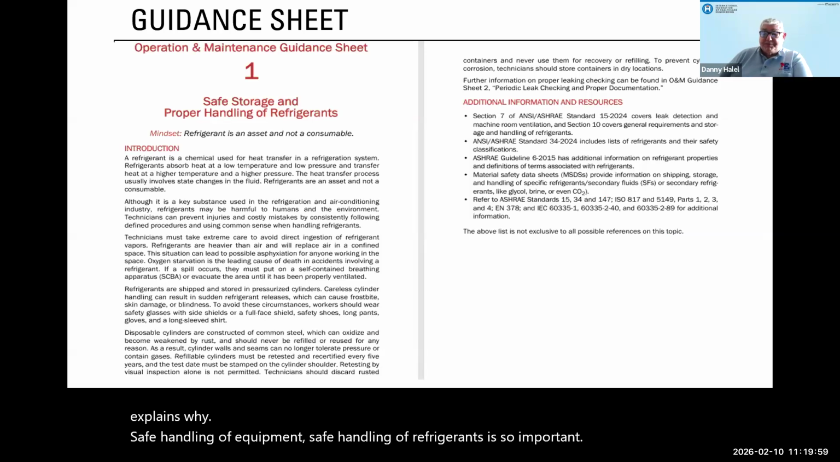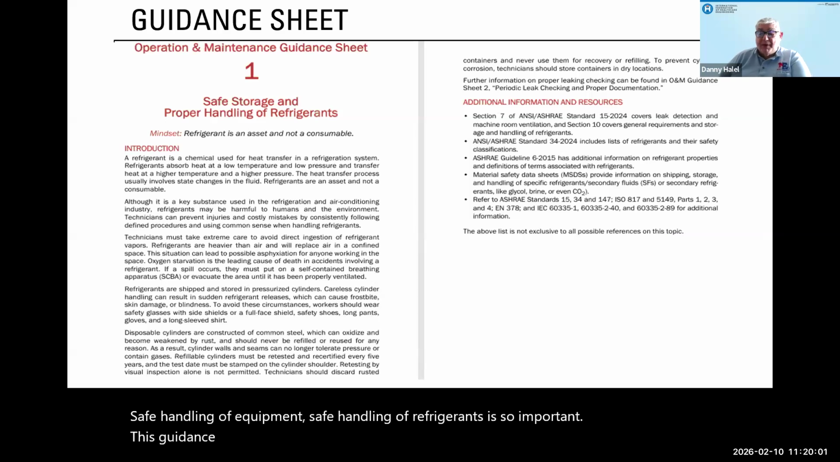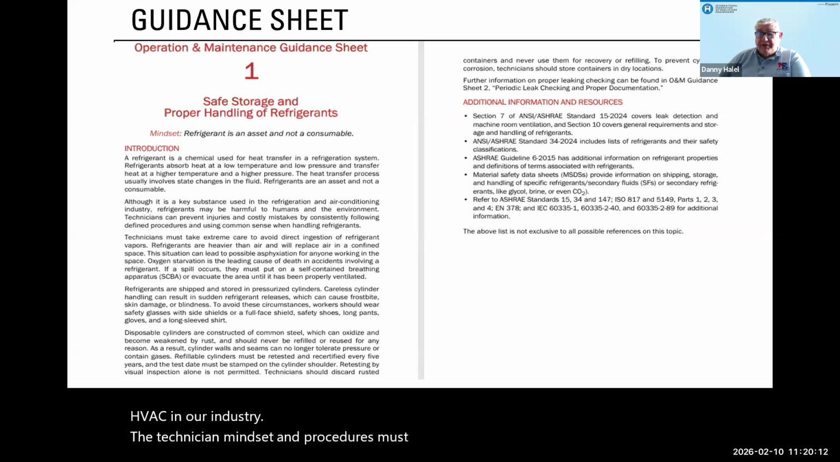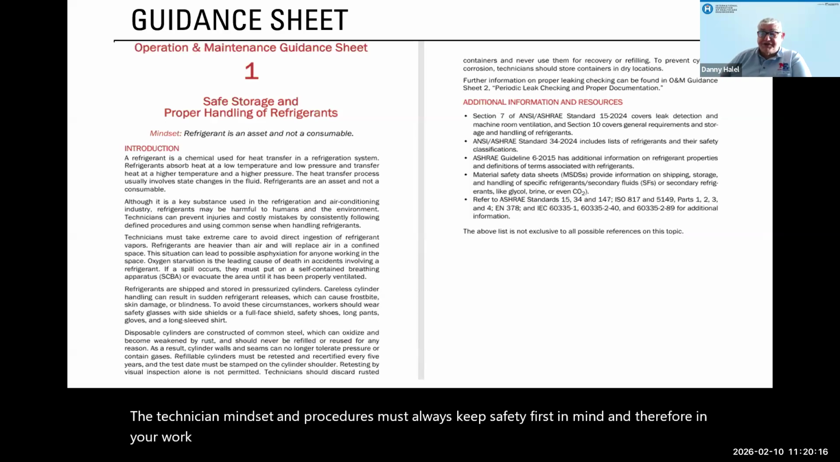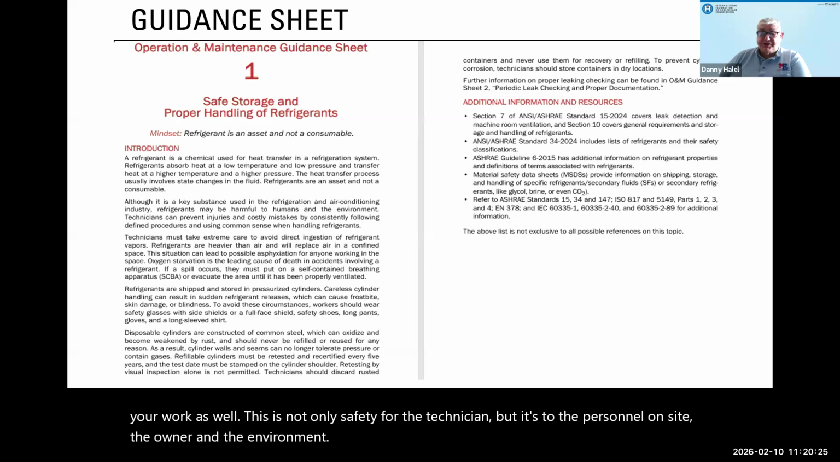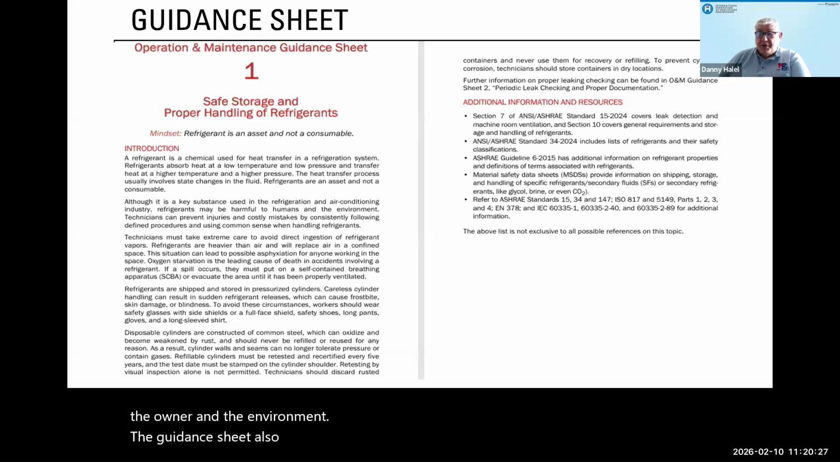This guidance sheet speaks specifically to the refrigerant as a chemical and its impact to the HVAC in our industry. The technician mindset and procedures must always keep safety first in mind, and therefore in your work as well. This is not only safety for the technician, but it's to the personnel on site, the owner, and the environment. The guidance sheet also lists additional information and resources when additional information is needed.